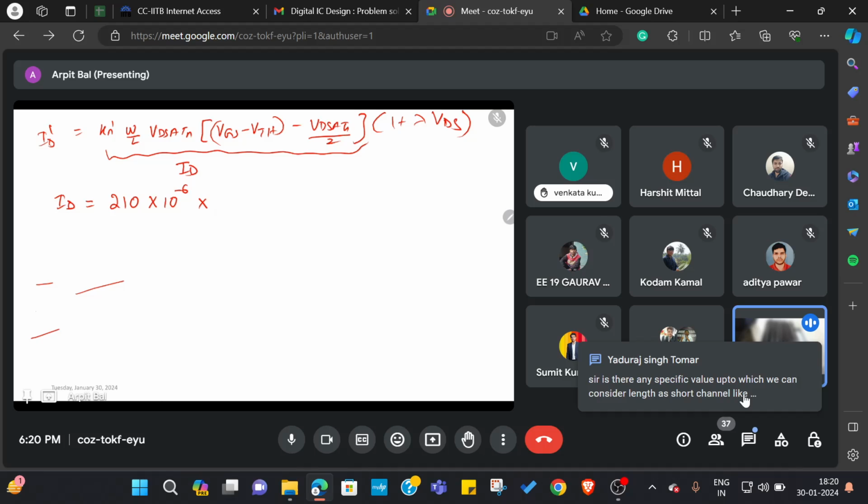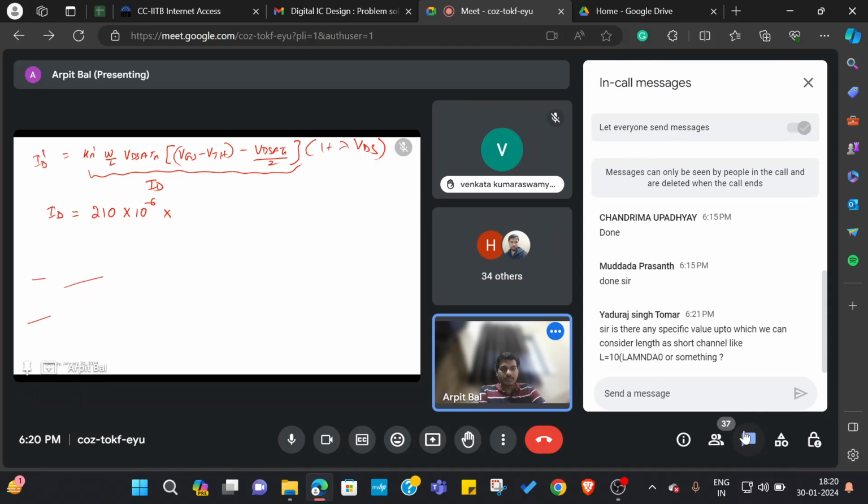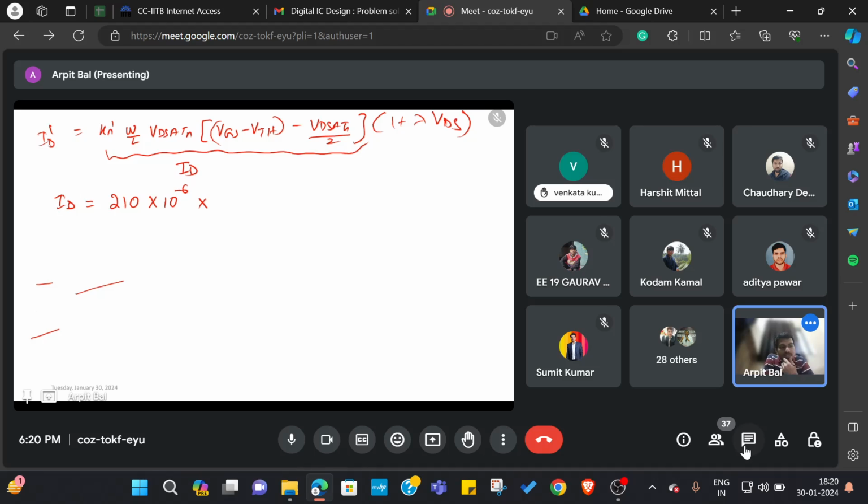Is there any specific value up to which we can consider length as short channel? Sure. I think the safe assumption is that if you have a very large number associated with the length, like the 10 lambda you mentioned, it's safe to say it's a long channel, and less than 10 lambda you can go for the short channel assumption.